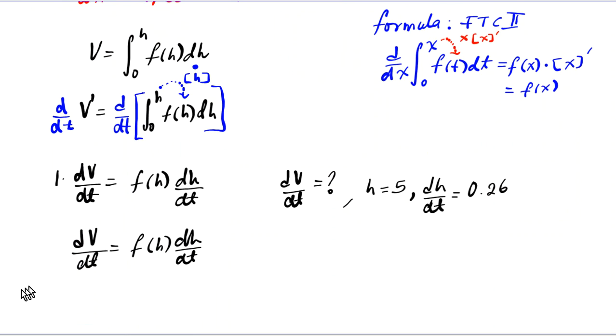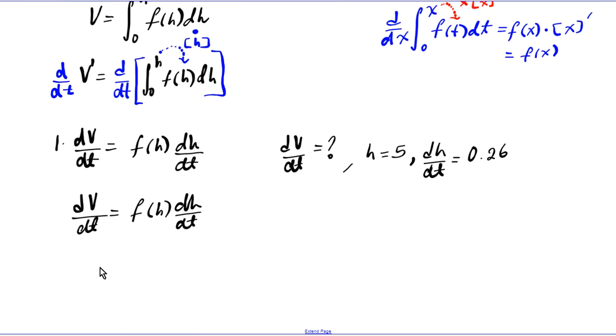So this problem now becomes dv dt, which is what we're looking for. dv dt is going to be f of 5 times the derivative of h with respect to time, 0.26. Okay? Alright, another way to look at this dv dt calculation that we're doing is this is the same thing as v prime evaluated at 5. That's basically what it is.